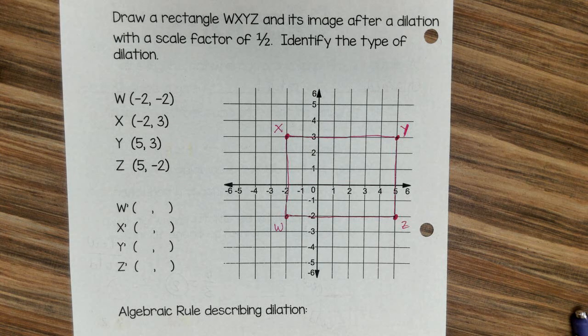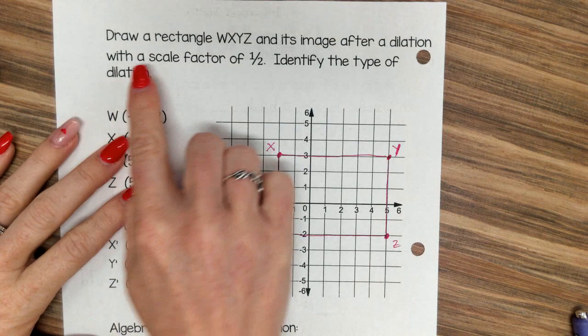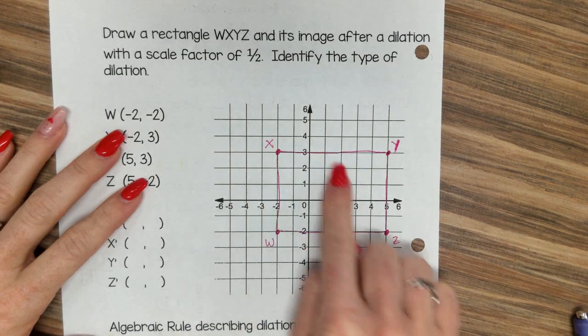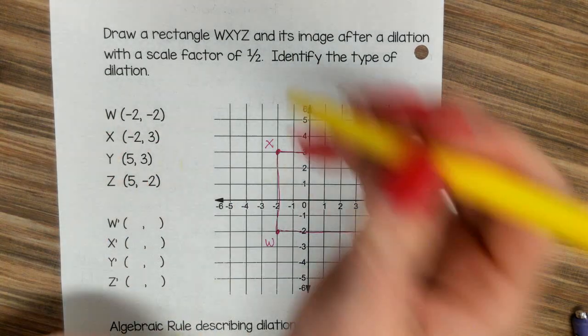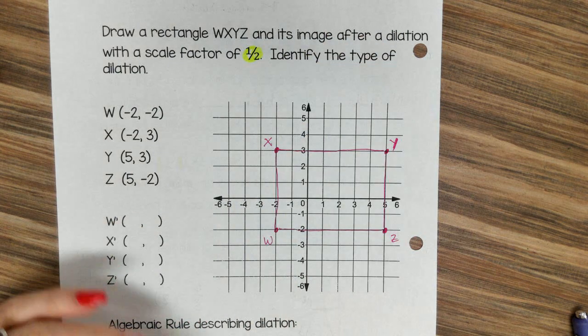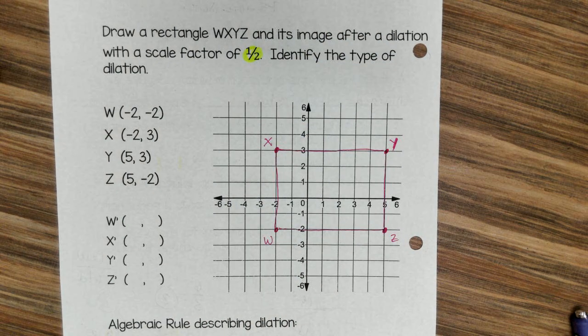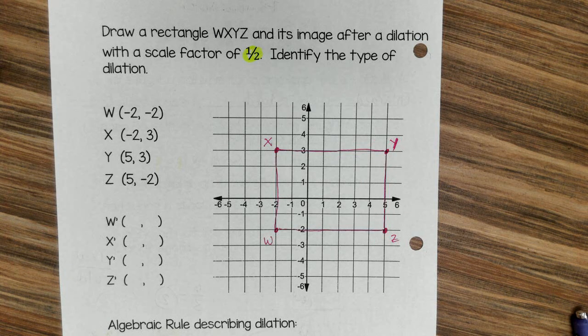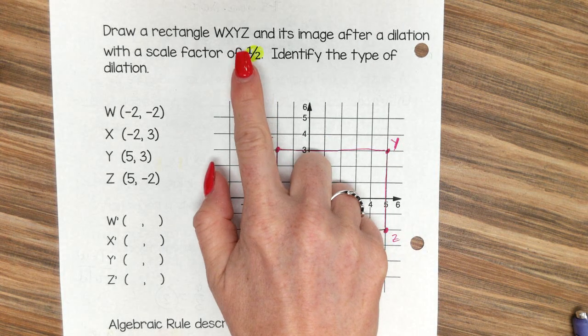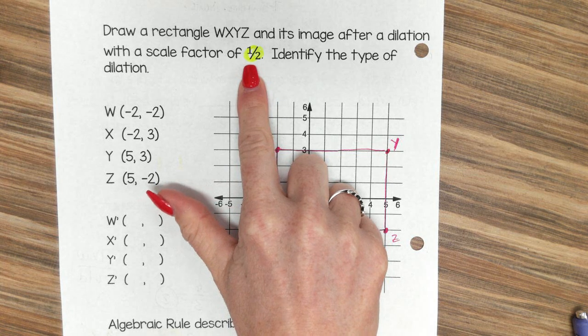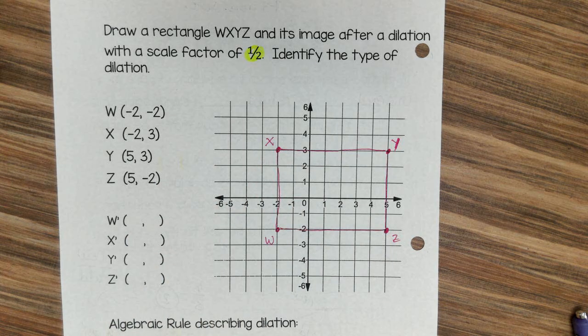Make your rectangle. Okay, now what does it want us to do? It wants us to dilate this with a scale factor of what? 1/2. So question, is it going to get bigger or smaller? Why? Because this number is less than 1. Okay? So it's going to get smaller. It's going to be half the size.